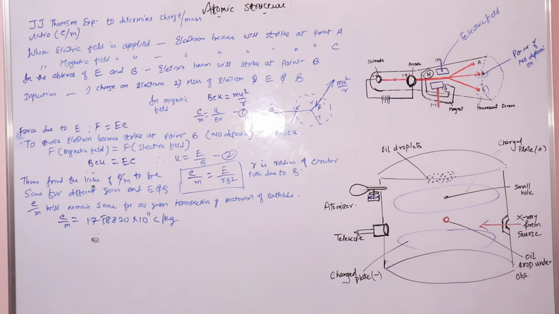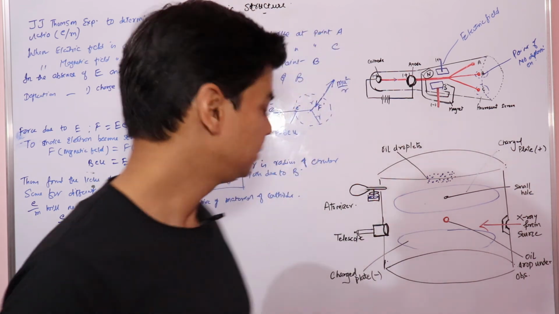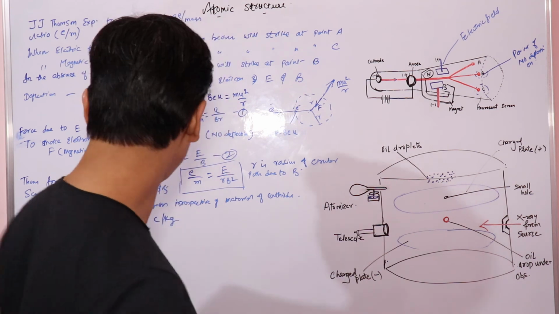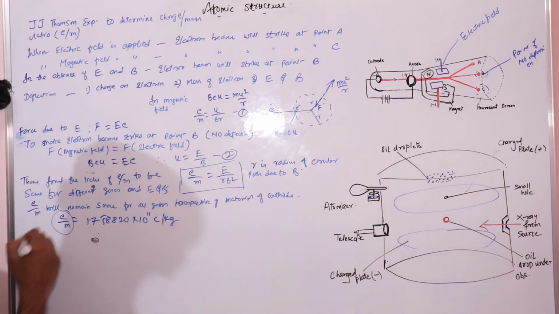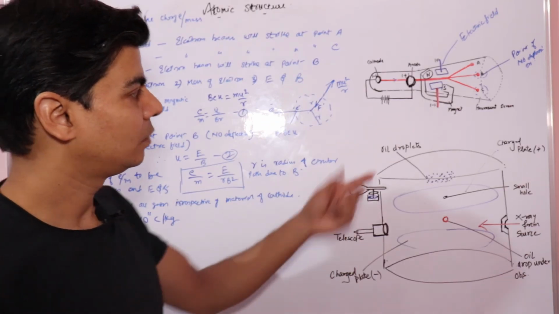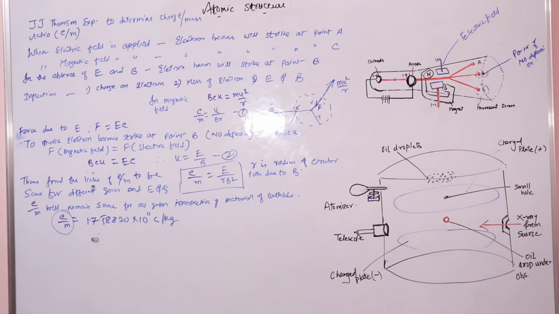So this is your J.J. Thomson model to determine the e upon m value for electrons. So e upon m value for electrons is this. No matter what gas you take and what the material of the cathode is, the e upon m value will remain the same.